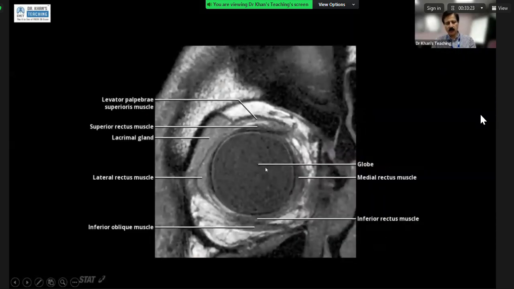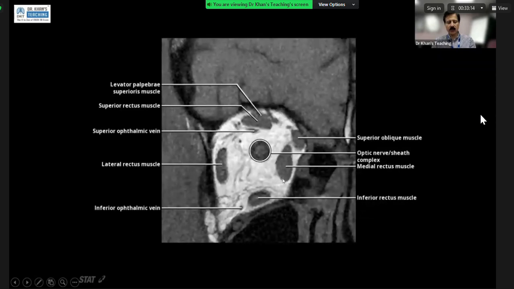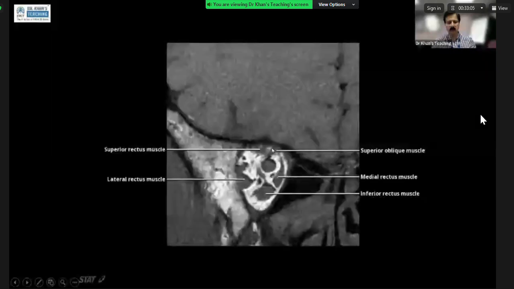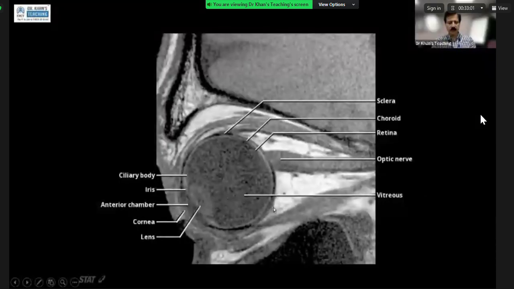Now, if you see here, on a T1 weighted sequence, we are quite anterior. This is the globe. This is the lacrimal gland. We go slightly posteriorly. There is fat. This is the optic nerve. Inferior rectus, lateral rectus, medial rectus, superior rectus. Other muscles, I'm not giving much weightage here.